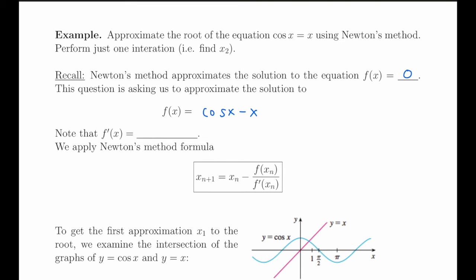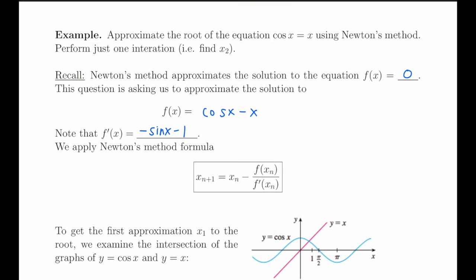So then what Newton's method will do is it'll try to approximate the x-intercept of this curve. In other words, when is this equal to 0? Remember, this is your Newton's method formula. So let's find the derivative of this, which is negative sine x minus 1.